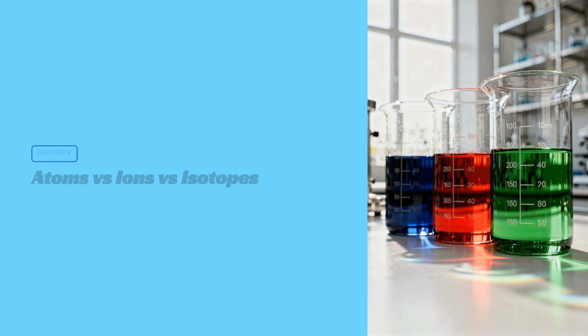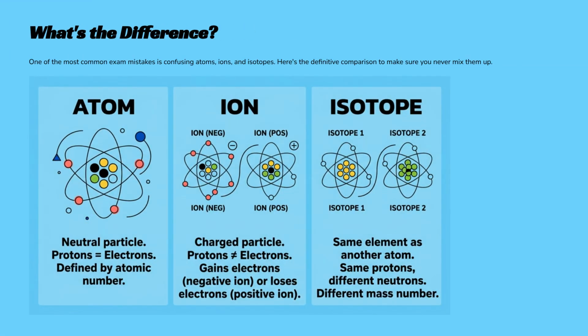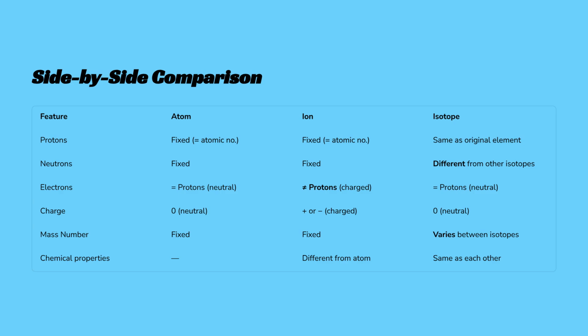We finish this video with Chapter 6, reviewing atoms versus ions versus isotopes. Confusing atoms, ions, and isotopes is a common mistake. This comparison helps you keep them straight. Atoms are neutral, ions are charged particles, and isotopes have different numbers of neutrons. Atoms, ions, and isotopes all have a fixed number of protons based on the element. The differences lie in the number of neutrons and electrons, which affects charge and mass number. Atoms are neutral, ions are charged, and isotopes have varying mass numbers.